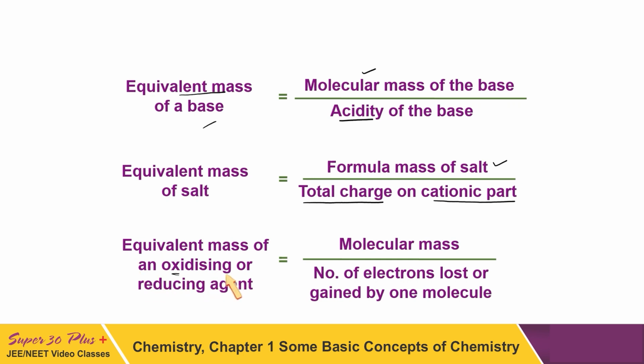Equivalent mass of oxidizing agent or a reducing agent in the redox reaction. Suppose if redox reaction is happening, what is the equivalent mass? In case of the redox reaction, equivalent mass is something very different. It is molar mass divided by the valency factor, definitely. And what is the valency factor here? Here the valency factor is the number of electrons lost or gained by one molecule of oxidizing agent or reducing agent. So during the redox reaction, how many electrons are lost or gained by one molecule of the oxidizing agent or the reducing agent is the valency factor, right?